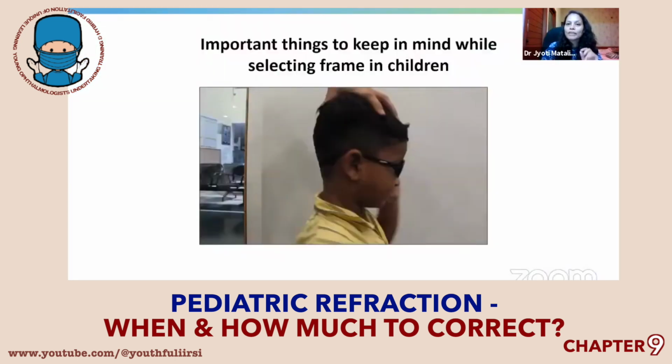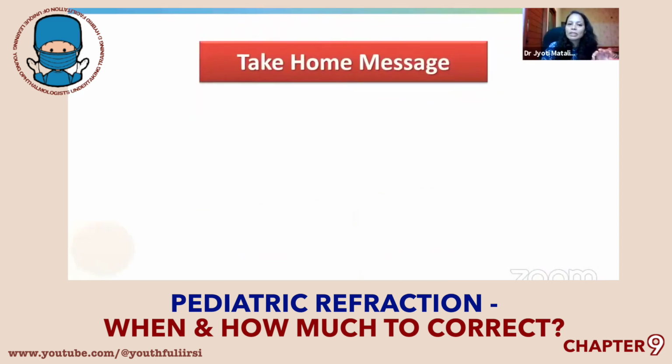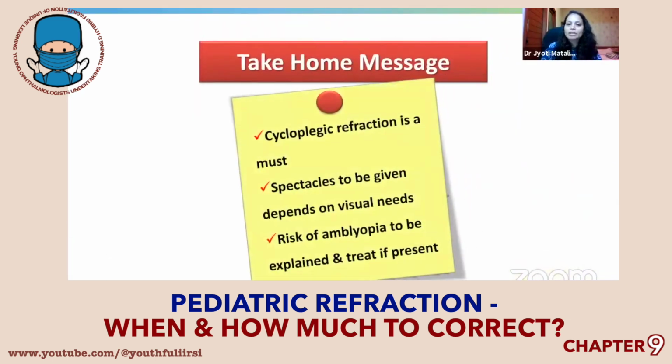So the final take-home message is cycloplegic refraction is a must in a child. Spectacles to be given depending on the visual needs, and use a correct frame and a correct glass for every child. Risk of amblyopia to be explained because that's very important, and hence children should be given glasses at an early age and treat if present.